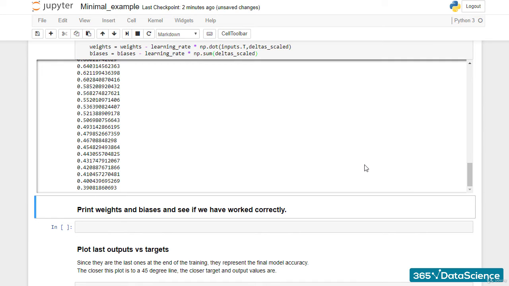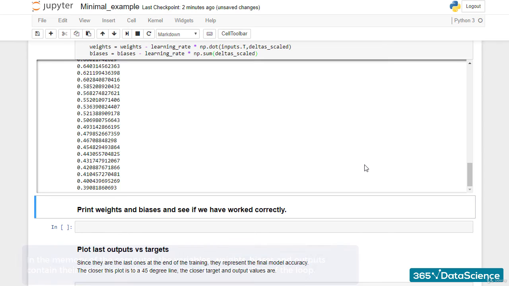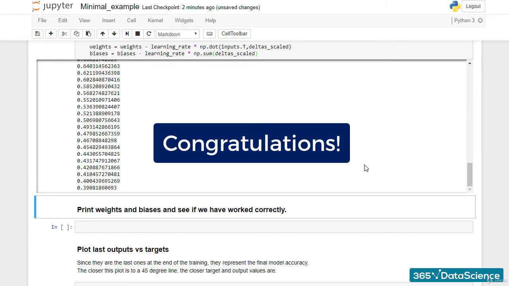The weights and the biases are optimized, but so are the outputs. Since the optimization process has ended, we can check these values. Here, we observe the values from the last iteration of the for loop, the one that gave us the lowest loss function. In the memory of the computer, the weights, biases, and outputs variables are optimized as of now. Congratulations! You learned how to create your first machine learning algorithm.